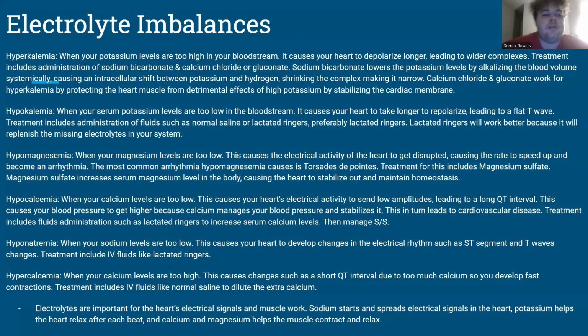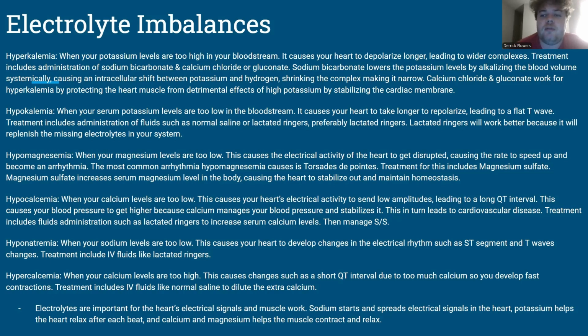Hyper K is when your potassium levels are too high, right? They're above a serum of 6. Excuse me. This causes your heart to depolarize longer. It leads to wider complexes. Treatments for this are bicarb and calcium chloride or gluconate, whatever your system carries.